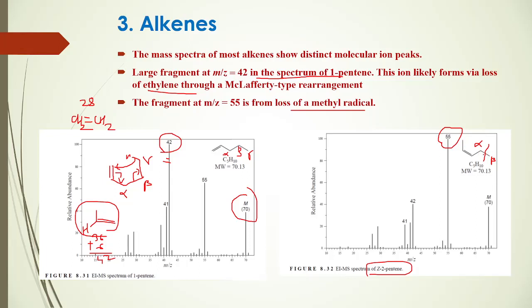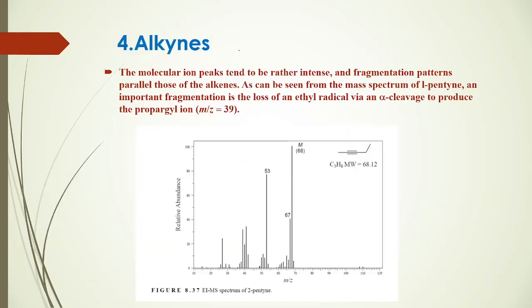We have seen allylic cleavage over here. This is the allylic carbon, and this CH3 is lost due to the allylic cleavage. So in this we have McLafferty rearrangement, alpha cleavage, beta cleavage, and allylic cleavage. So friends, alkenes have multiple fragmentation patterns. You need to remember this. Now let's go for the next functional group. Our next functional group is alkyne.